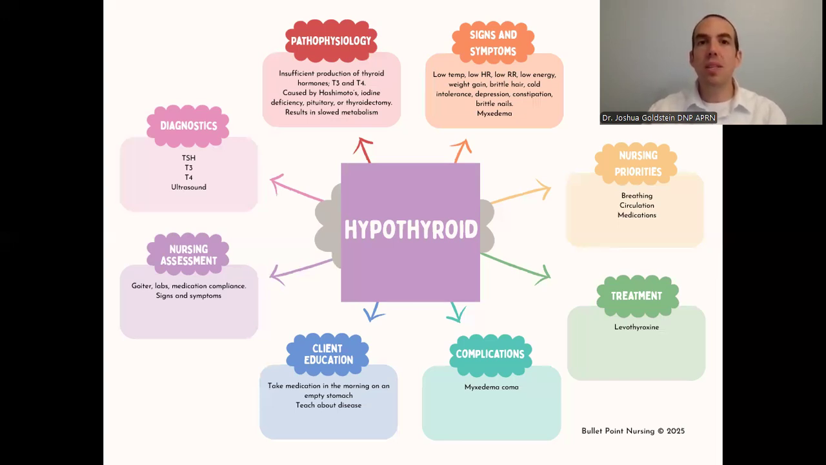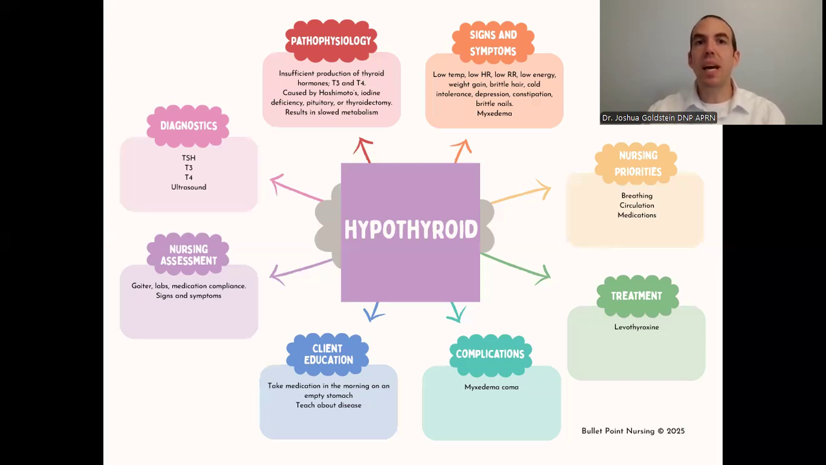The most common cause globally of hypothyroidism, though not in the United States, is iodine deficiency. Iodine is necessary for the thyroid to produce T3 and T4, and globally that is a problem. In the United States, that's extremely rare. So in the United States, hypothyroidism is most commonly caused by Hashimoto's thyroiditis, which is an autoimmune disease.